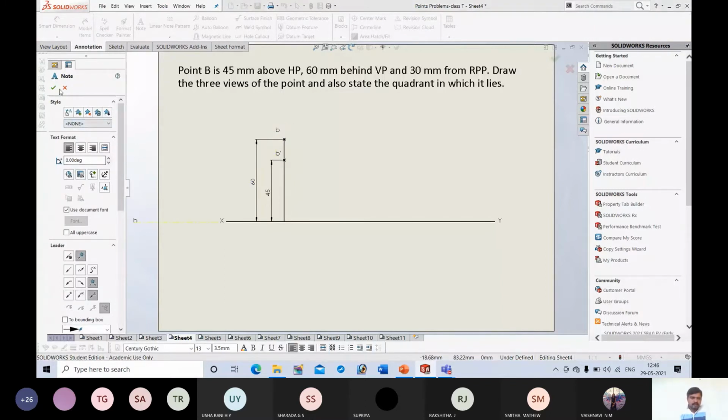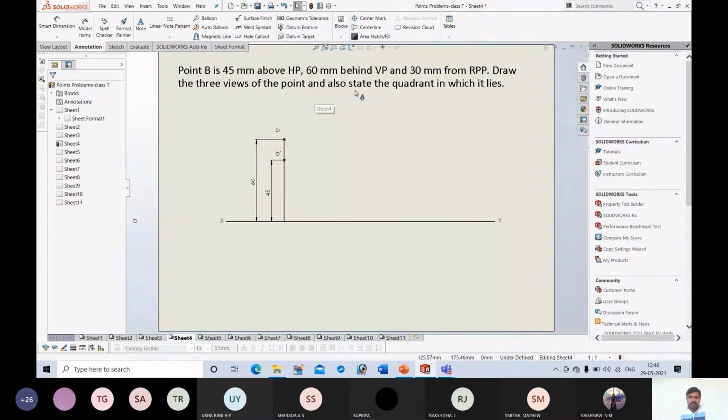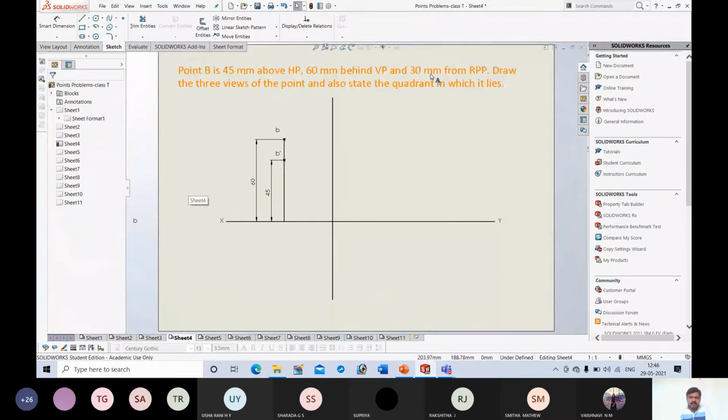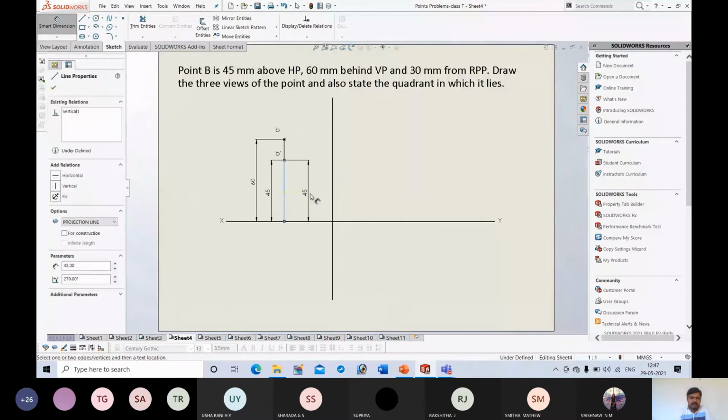After this, I should go for drawing the profile view, that is the side view. For that they have given the detail 30 mm from RPP. So here I should consider RPP. That means towards the right of this construction, right of the front and top views. I should draw a vertical line. It is 30 mm from RPP, so the gap between the projectors and this line should be 30.